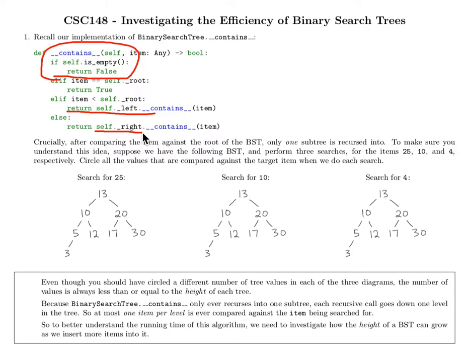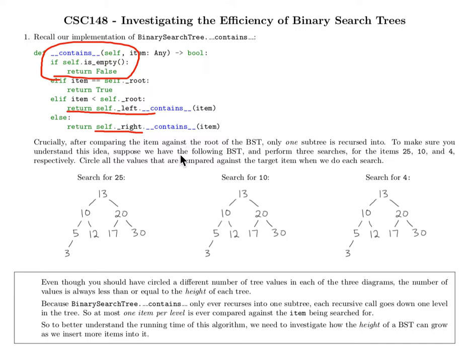So remember that the main advantage of this sort of recursion is that we can find our value by only looking in one of the subtrees. We don't actually have to search through the whole tree in order to find out if it's in there or not. We can just look in one subtree or the other subtree. We don't have to look in both.